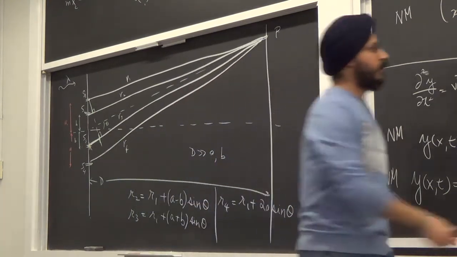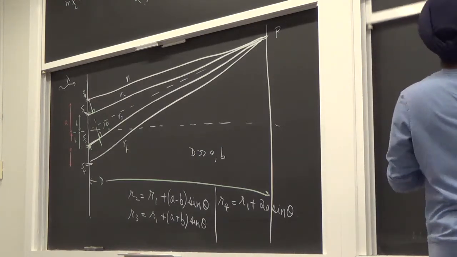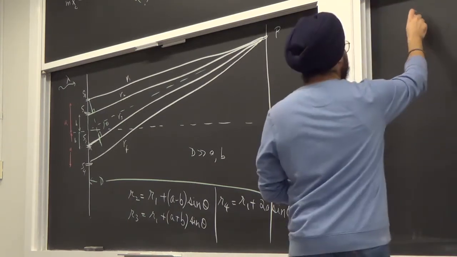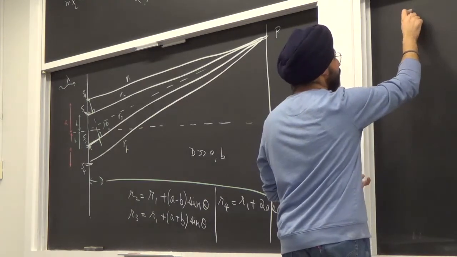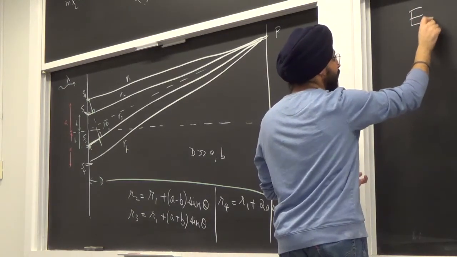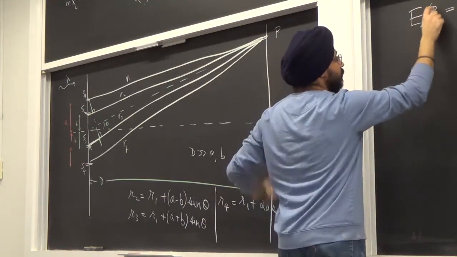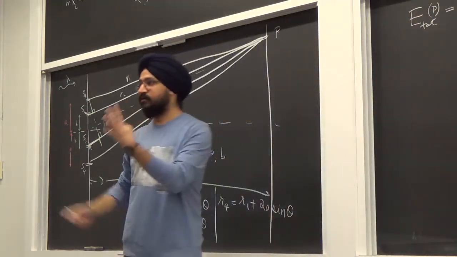Okay. Once you have this, you found the paths. You can just add the 4 waves up. So the total oscillation, or let's call this E, or the electric field, or call it psi, call it whatever, at the point P is the sum of all these 4 from the 4 paths.